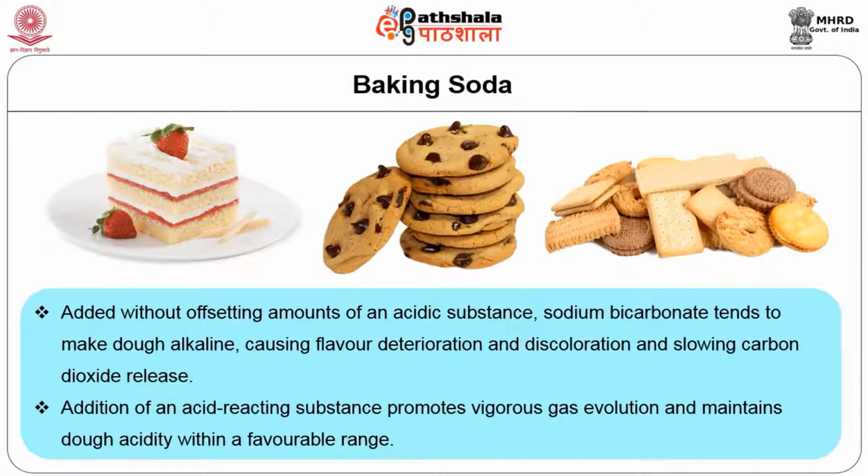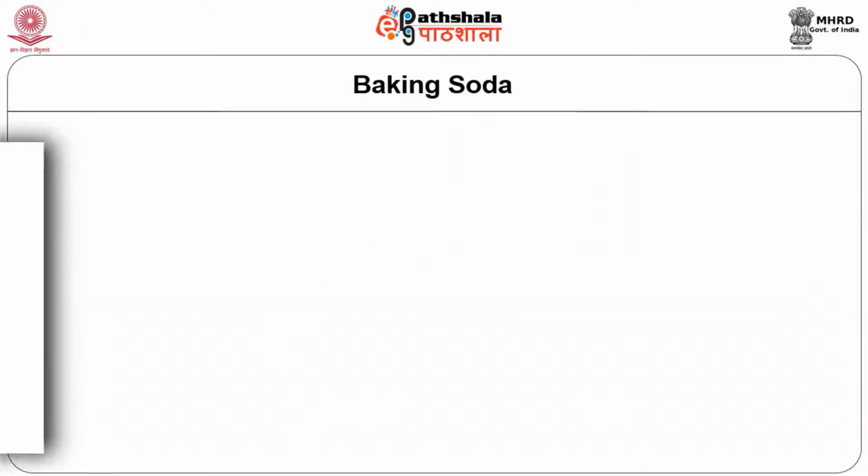Layer cakes, cookies, that is sweet biscuits, and many other bakery products are leavened by carbon dioxide from added sodium bicarbonate, that is baking soda, added without offsetting amounts of an acidic substance. Sodium bicarbonate tends to make dough alkaline, causing flavor deterioration and discoloration and slowing carbon dioxide release. Addition of an acid reacting substance promotes vigorous gas evolution and maintains dough acidity within a flavorable range.